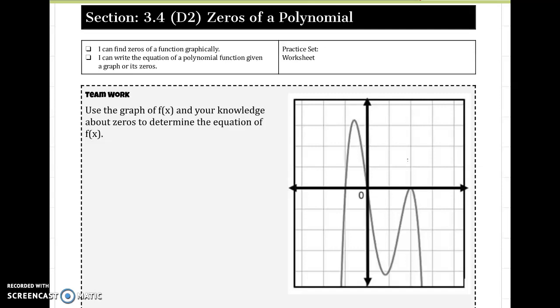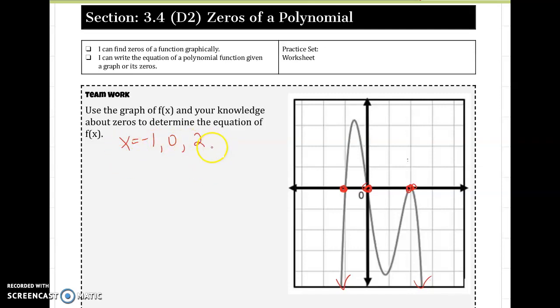So if we look at this, it says use the graph of f of x and your knowledge about zeros to determine the equation of f of x. The first thing I notice is that I have a zero at -1, at 0, and at 2. Looking at the shape of my graph, notice that both ends are pointing down. So that means this is going to be an even degree, correct? However, look how many zeros I have.